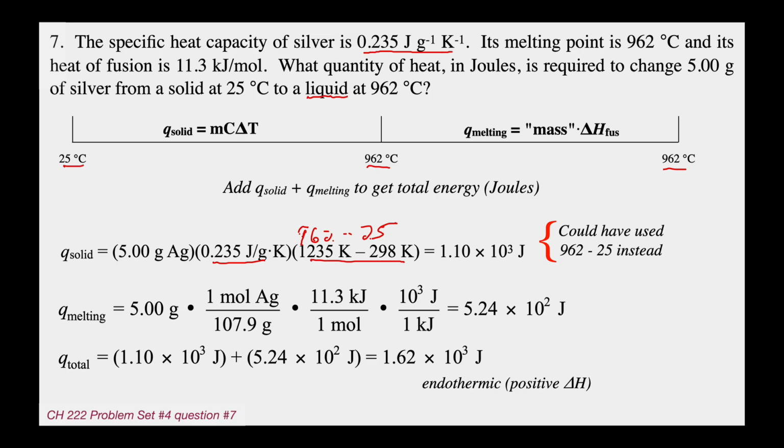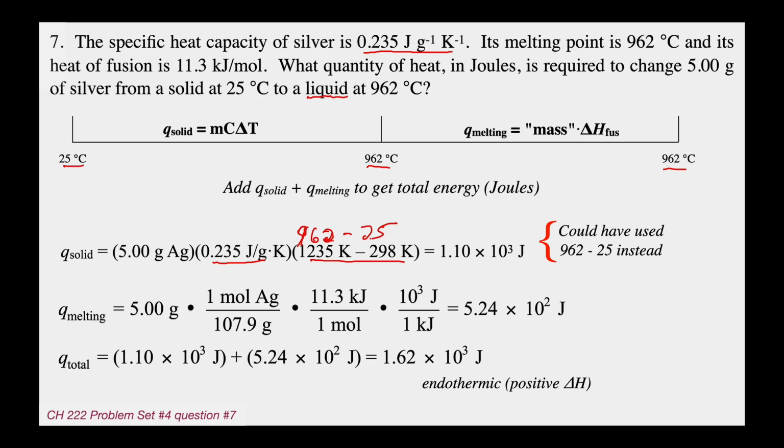If you wanted to know the energy to take 5 grams of liquid silver at 962 and turn it back into a solid at 25, you would basically have the opposite of the Q solid we calculated earlier and the opposite of the Q melting. You'd have the opposite of Q solid because your delta T values would change. Instead of having, for example, 962 minus 25, you would have 25 minus 962. You're flipping final and initial. So you'd end up with a negative 1.10 times 10 to the third.